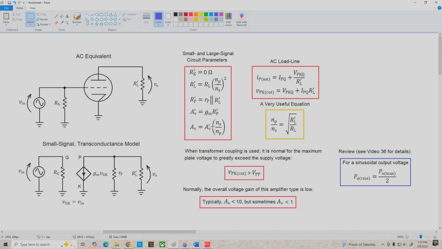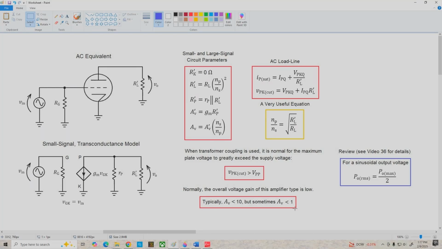Now, again, because we're usually dealing with a step-down transformer from the tube to our load, we're going to step down our voltage gain as well, and typically for this kind of circuit, the overall gain is going to be less than 10. Sometimes it's even less than 1. But the thing to keep in mind here is that we're not necessarily after a lot of voltage gain from a power amplifier. We want lots of power gain, and that's what we're going to get from this circuit.